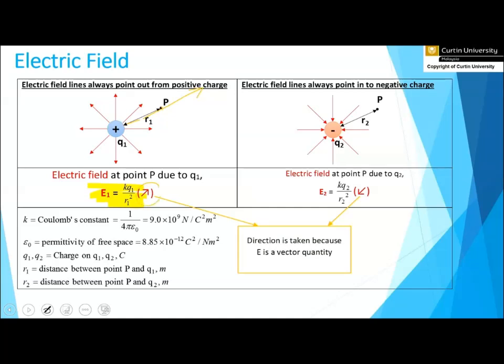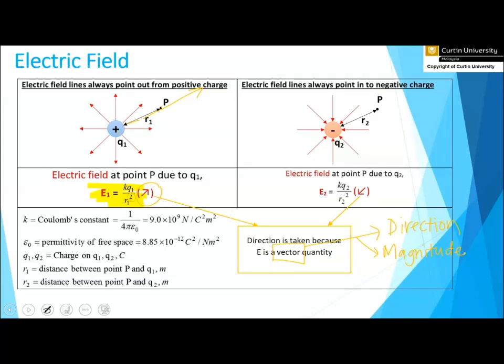So the direction of electric field due to Q1 at point P is going diagonally upwards. And the formula is given by K times Q1, which is the charge on Q1, divided by the distance between your charge Q1 and your position P. And the distance, remember to square the distance, right? So again, electric field, same as electric force, is a vector. So when it comes to vector, you have to remember what? Yeah, the first thing is direction. And the second thing is your magnitude.